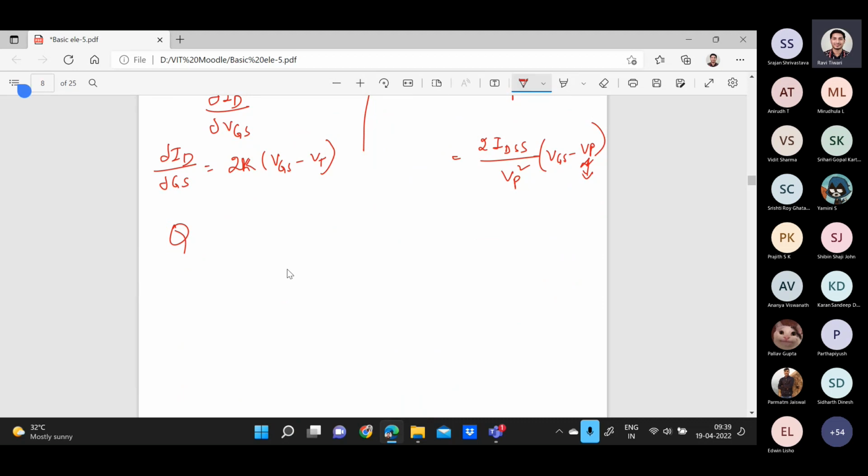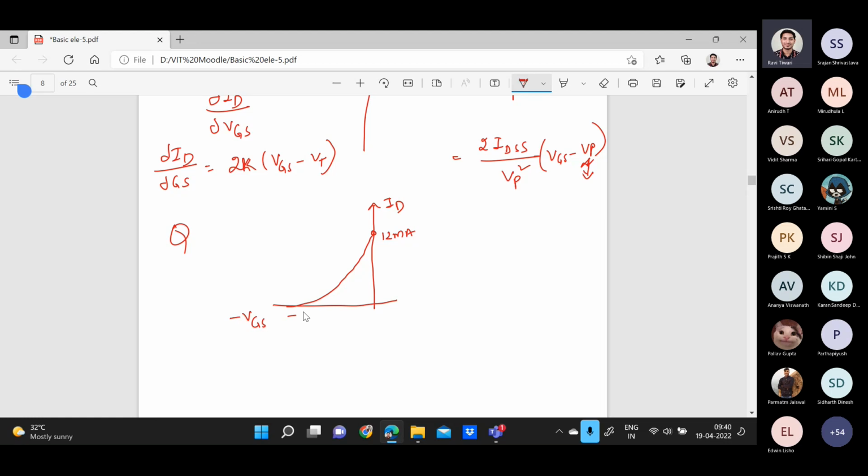Okay, now in the question, they have given the transfer characteristic like this. This is 12 milliampere, the value of ID, and this is minus VGS. This is minus 5. They said write down the equation for drain current.